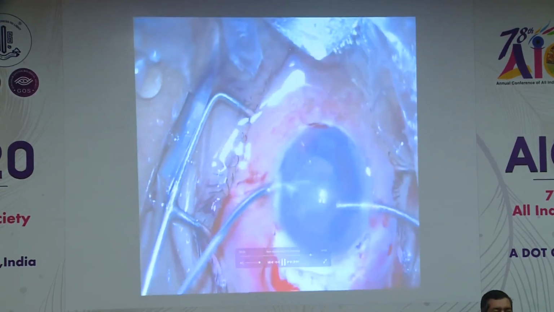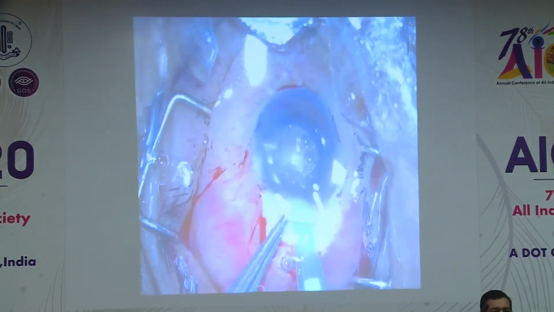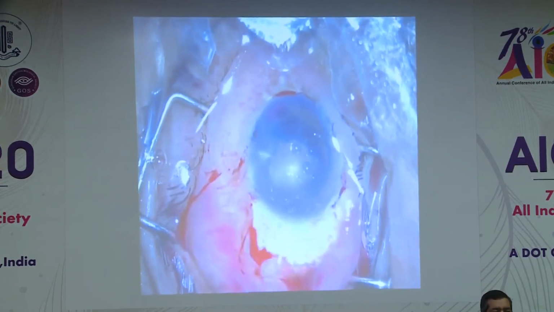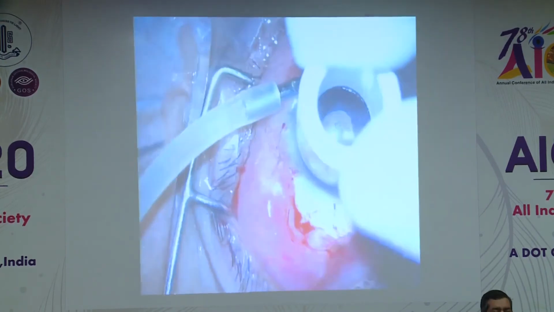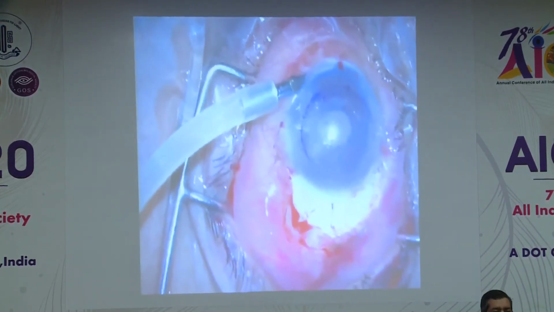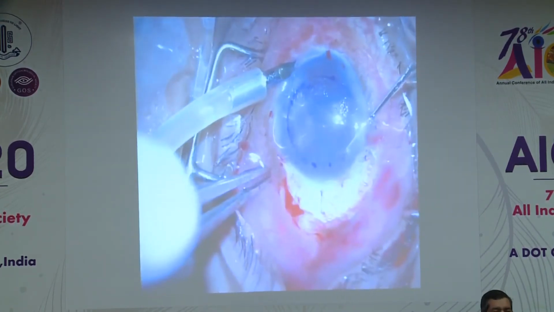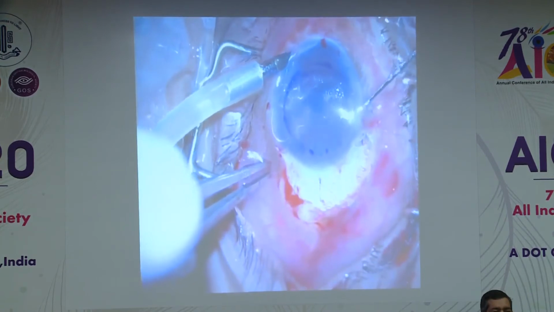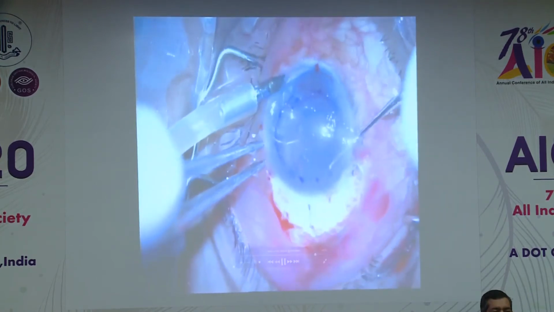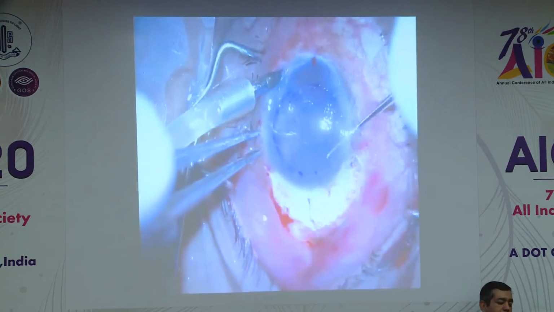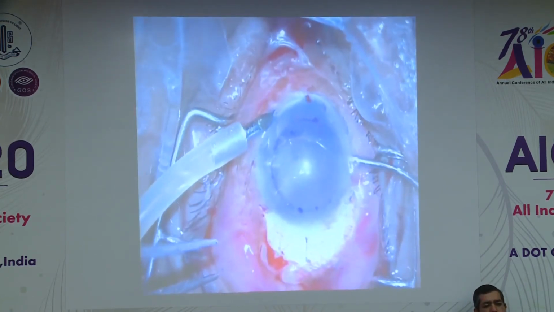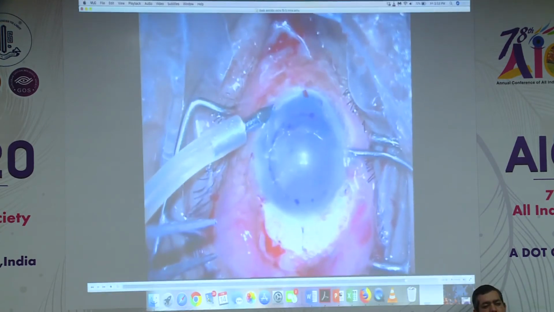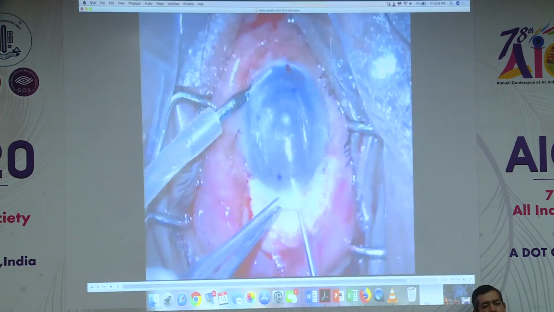Then I went ahead and did a conventional phaco, put in the IOL, and this is when I'm inserting the IOL. After that, I went ahead and did the DSEK conventionally in the proper manner. So these three cases, I just want to show that they were different scenarios. And with judicious use, you can manage these tough cases also. I'll show you the post-op of these cases.